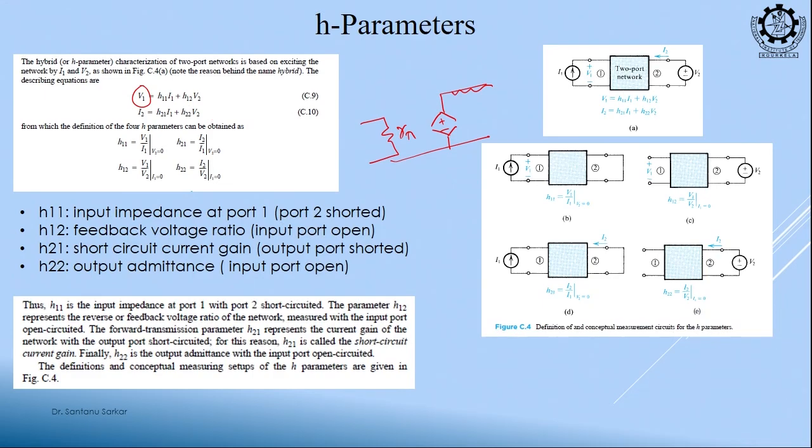Similarly, H21 is equal to V1 by V2 when I1 is equal to 0, I1 equal to 0 means open circuit, input open. H22 is I2 by V2, that is transconductance, GM. So, the terminologies are: H11 is input impedance at port 1 when port 2 is shorted, H12 is feedback voltage ratio when input port is open, H21 is short circuit current gain when output port is shorted, and H22 is output admittance when input port is open.